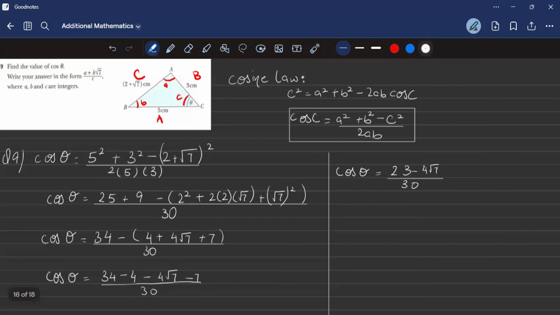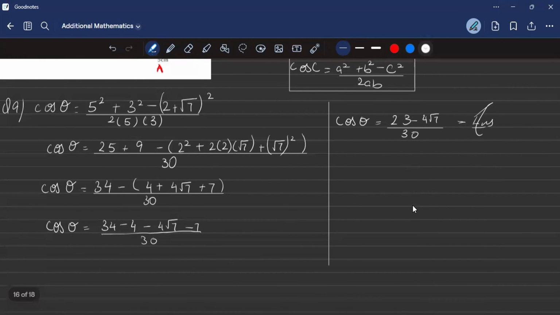And that's it. This is basically how we solve these types of questions with the cosine law. I hope you know the cosine law by now. It's a part of O-level and IGCSE mathematics, so that's a compulsory subject. You should know that. Cosine law and sine law are basically general knowledge you should know by now.